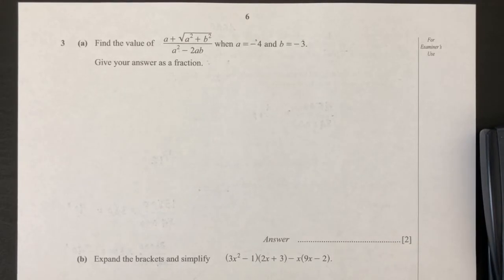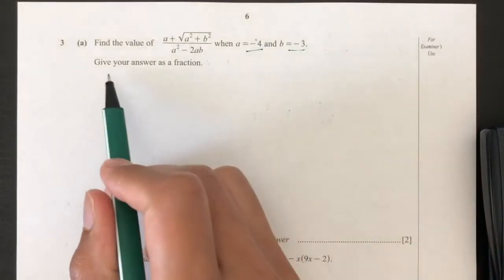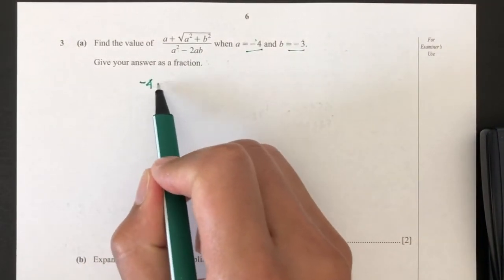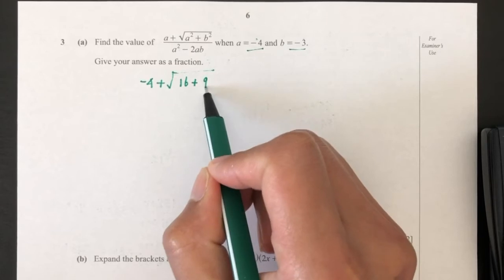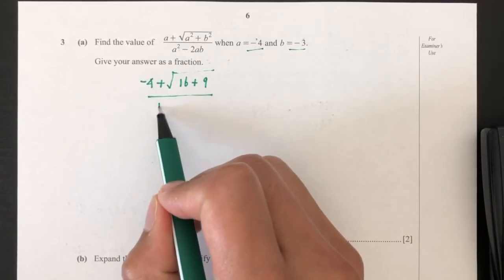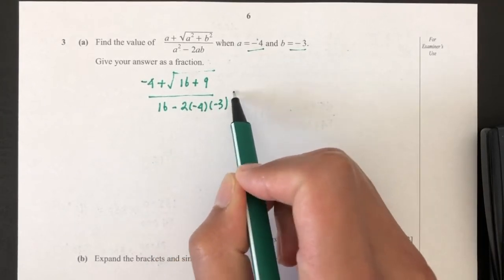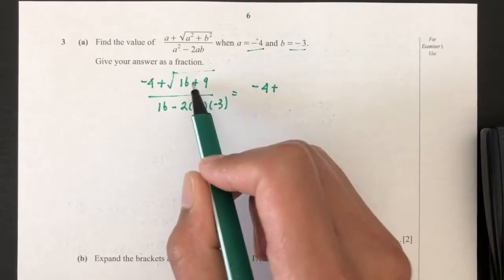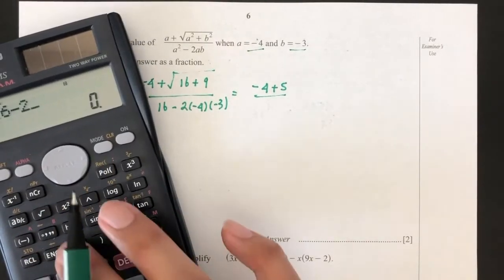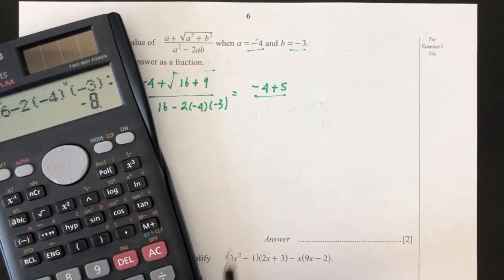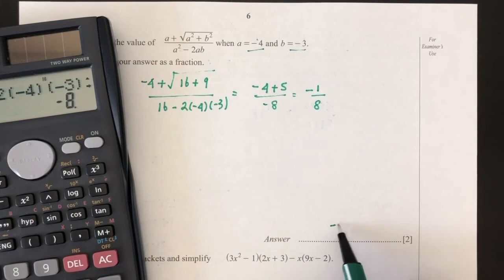Now question number 3, we have find the value of this fraction when a equals this and b equals this. So give your answer as a fraction. So we have minus 4 plus the root of a squared, which is 16, plus b squared, which is 9, divided by a squared, which is 16, minus 2 times minus 4 times minus 3. Simplify. This is 25, which is 5, divided by, so what is 16 minus 2 times minus 4 times minus 3? That will be minus 8. 1 over minus 8 will be minus 1 over 8.